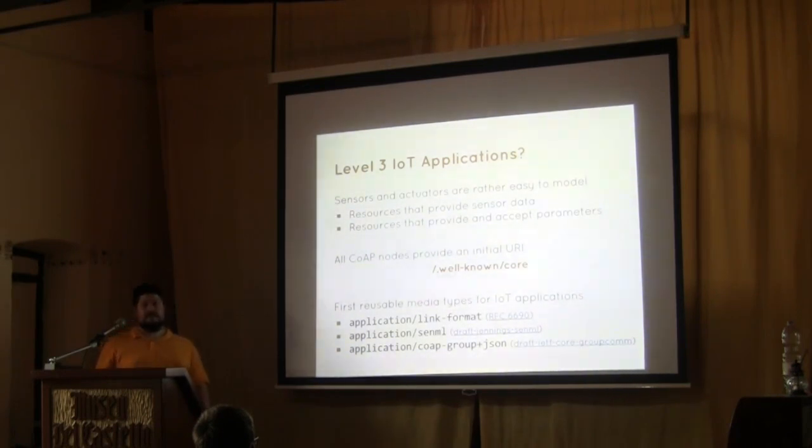And that's rather easy to model because it's mostly dead end, so we don't have this complex state machine where we have multiple states and so on. Basically what we have is an entry URI, so we also have that well-known core, and from there we have this list of resources.